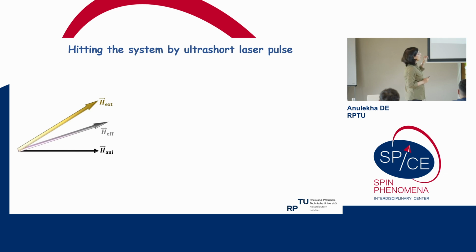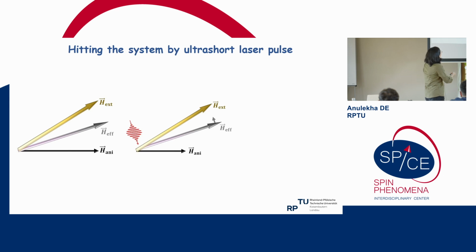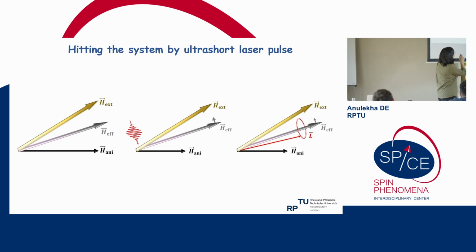So what happens when we hit the sample with the femtosecond laser pulse? As we have told, we have taken an in-plane magnetized permalloy sample here. So the anisotropic field is in the plane, but we have applied a tilted magnetic field, so the effective field lies somewhere in between. Now when we hit the sample with the femtosecond laser pulse, it is well known that the anisotropic field changes, due to which this effective magnetic field becomes time dependent for a very short time. And then the angular momentum takes a new orientation and precesses around the new orientation of the effective field.